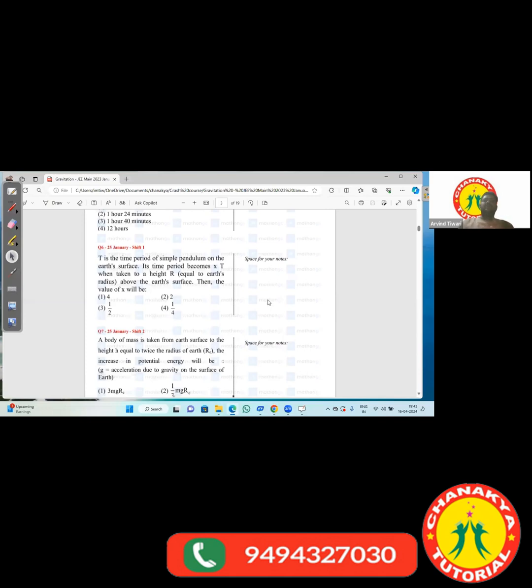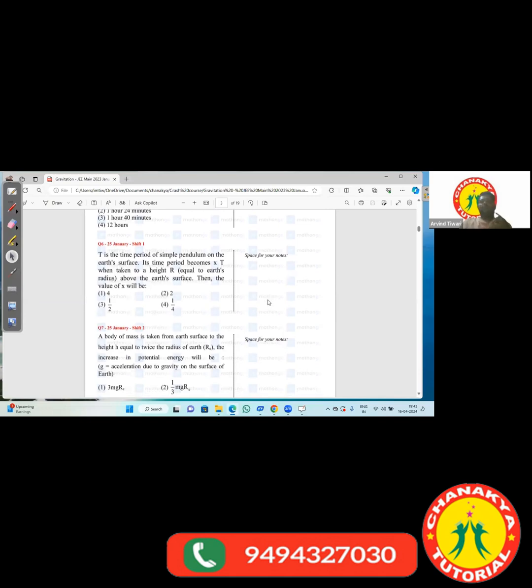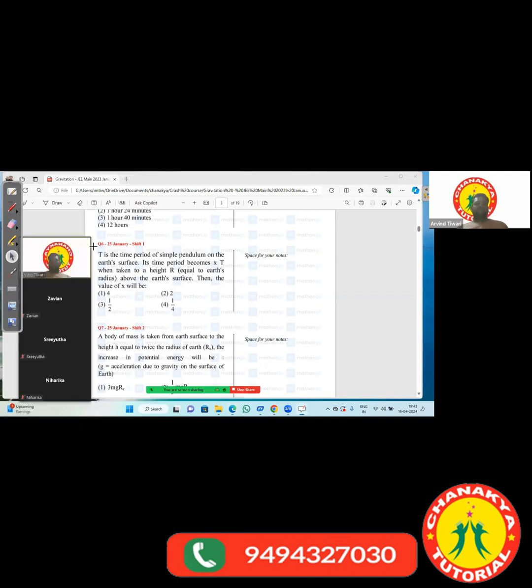T is the time period of simple pendulum on the Earth's surface. Its time period becomes x times of T when taken to a height h equal to Earth's radius above the Earth's surface. Then the value of x will be. So what will be the value of T? Now we just need to find out the value of g dash at that point.